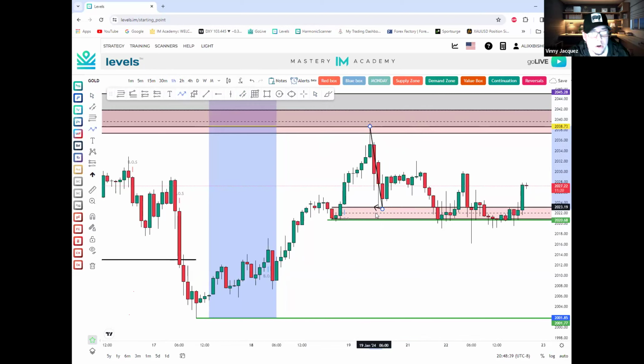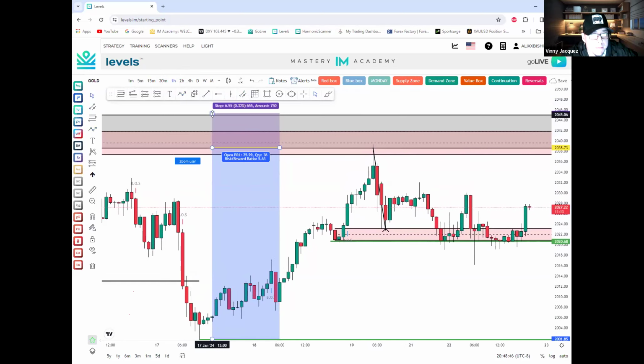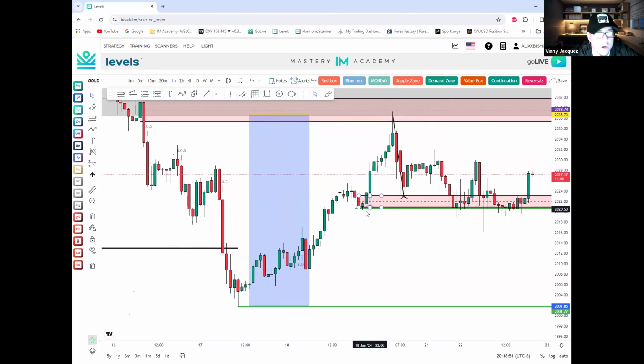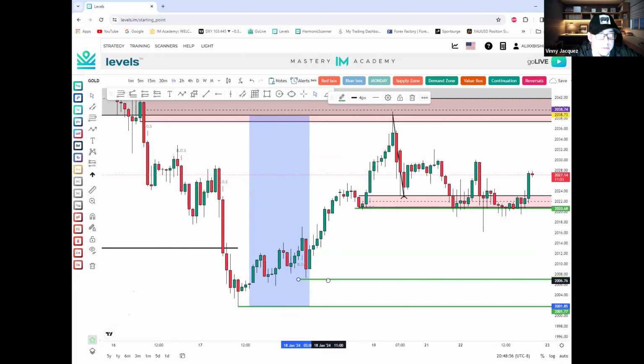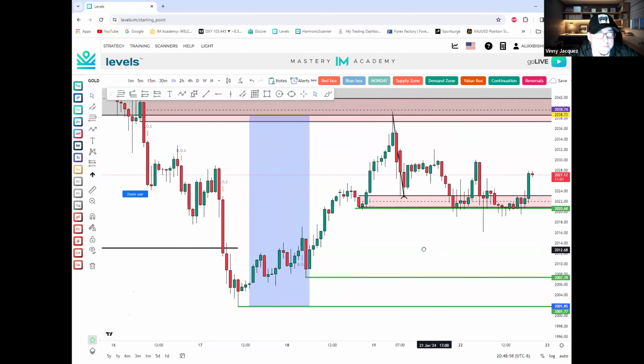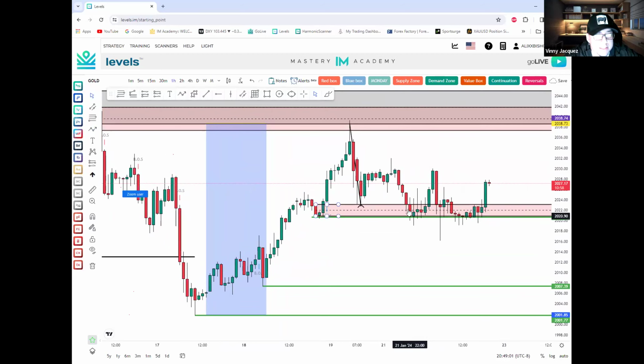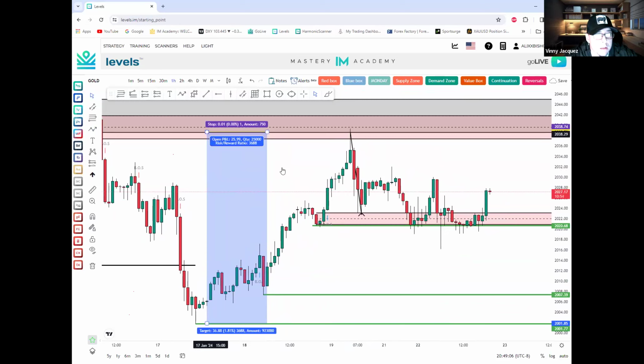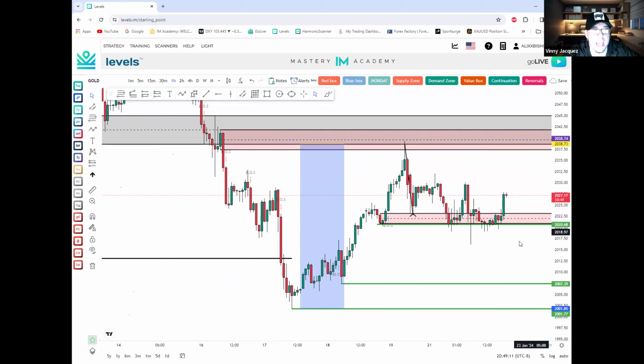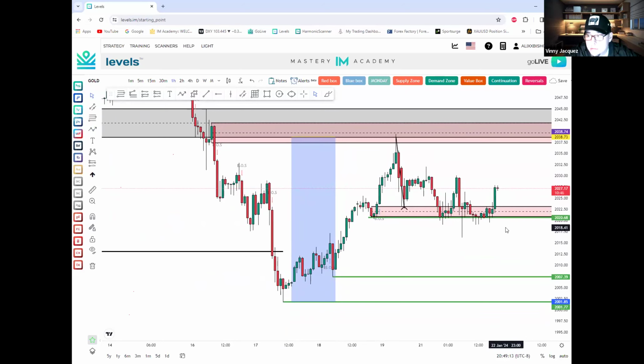As soon as it touches a starting point, I'm looking to partial out, move my stop loss to break even. Boom. Awesome. Now, where's my second partial point? I'd be looking at right here in this area. We can see it hasn't broken below this yet. I partialed out once. I'm at break even. At the end of the day, it's a win.